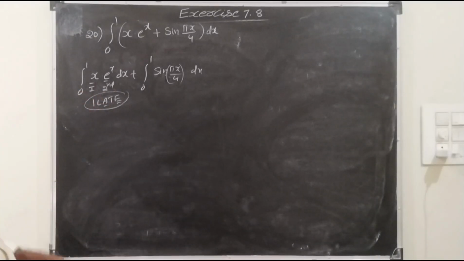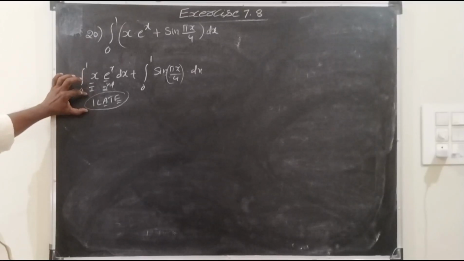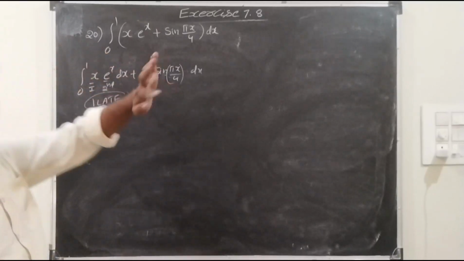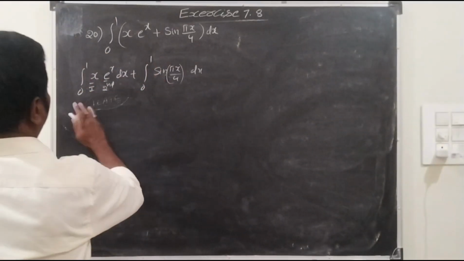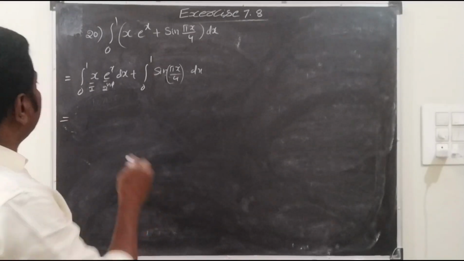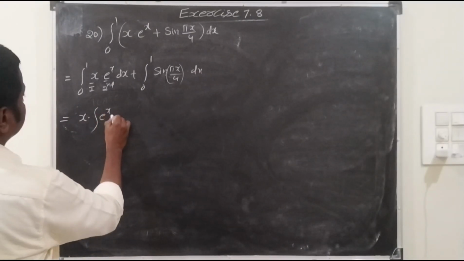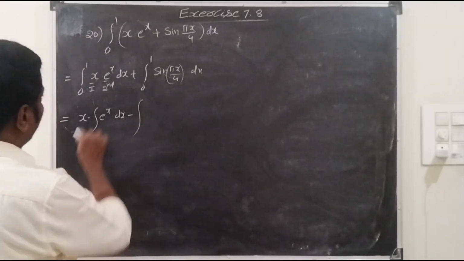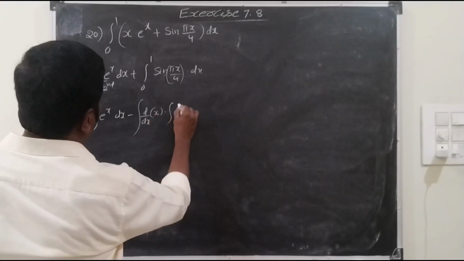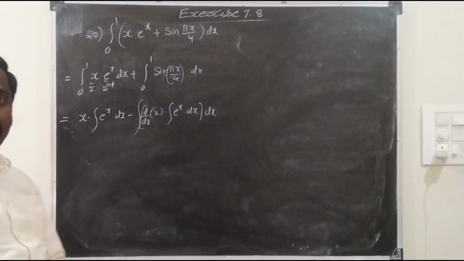First, before applying by parts, we must identify whether the order is correct or not. According to ILATE, x is algebraic, e is exponential, so they are in the correct order. Then let us start applying by parts. First function into integral of second function minus whole integral of derivative of first function, integral of second function, whole dx. Once again I will repeat the by parts process.